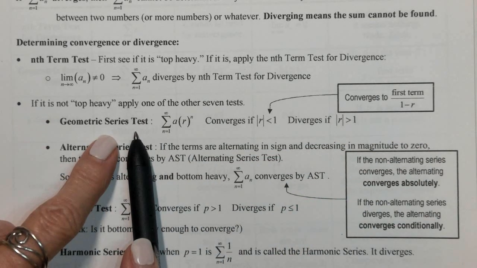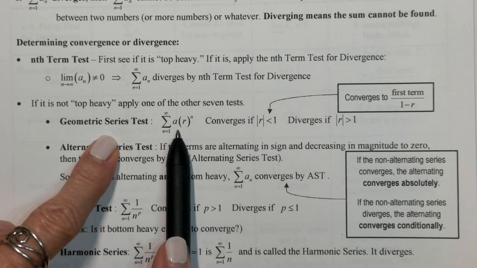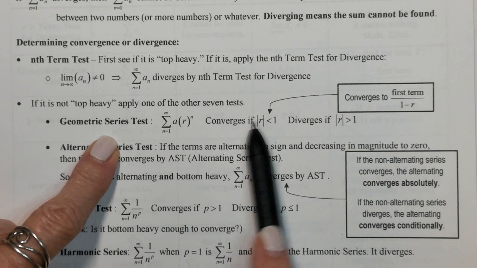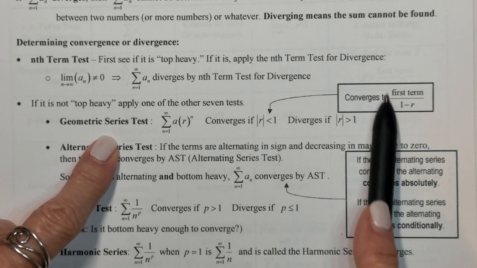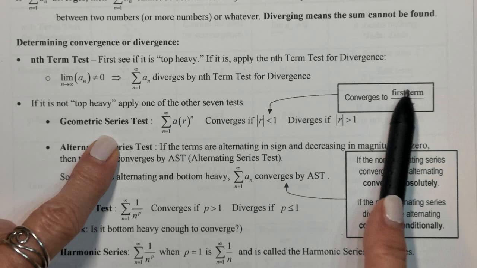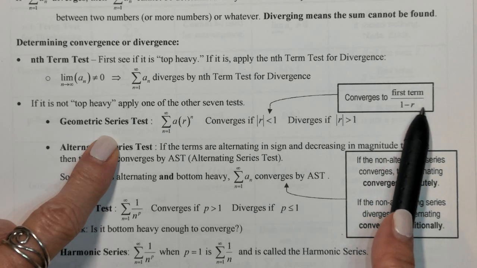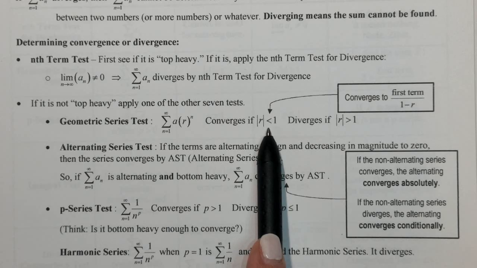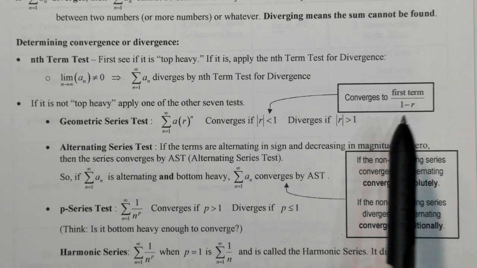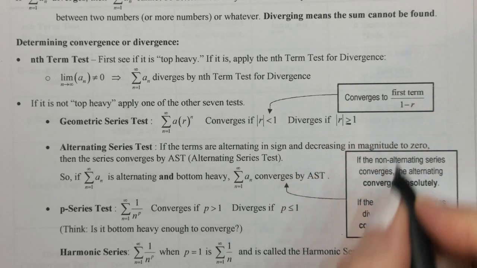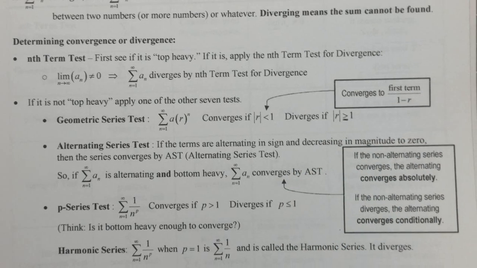The geometric series test. Remembering that it converges to this value, the first term divided by 1 minus r. If the absolute value of r is less than 1, it converges. Greater than or equal to 1, there should be an equal to sign under there, it diverges.